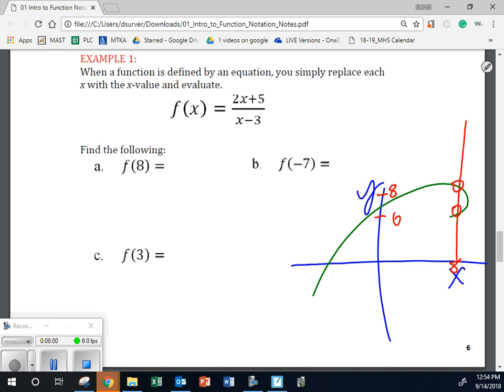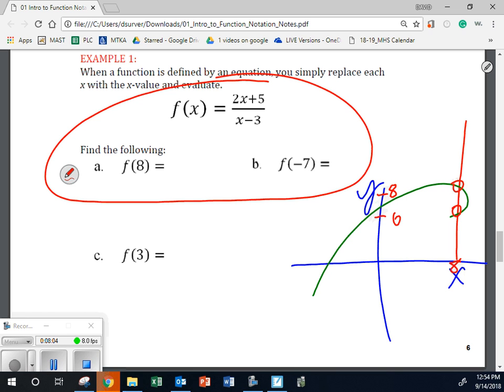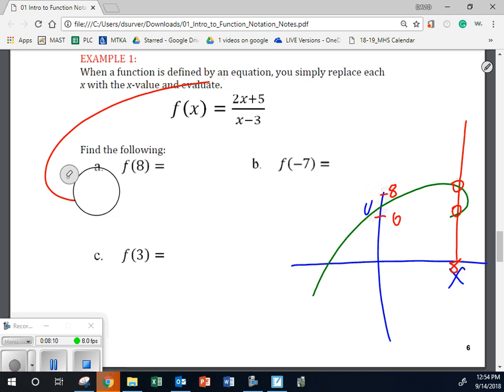All right, next, take a look at these. These are kind of your typical function problems that you're going to do today. It says f of x is 2x plus 5 over x minus 3. If I was going to say, where's y in all this? I don't see y. F of x is the y. They could have written y right here.